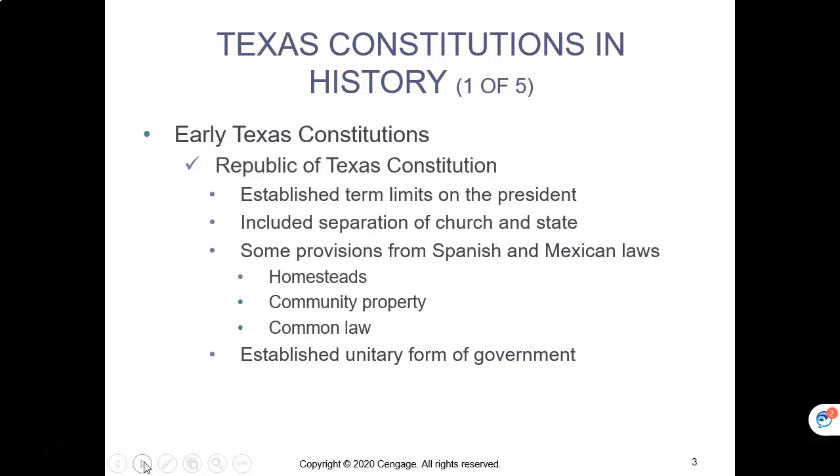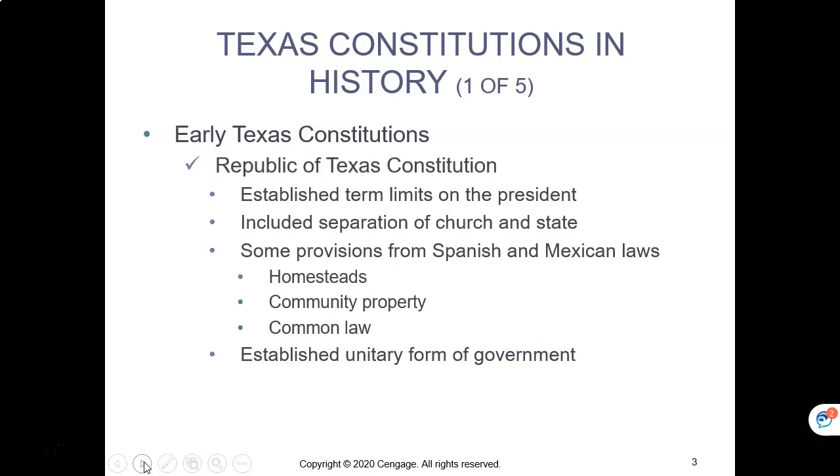So 3-year terms. First term was 2 years, couldn't serve consecutive terms. They put in there explicitly that there was going to be separation of church and state. In fact, if you were a member of the clergy, if you were a person of the cloth, a priest, a preacher, you could not serve in office.